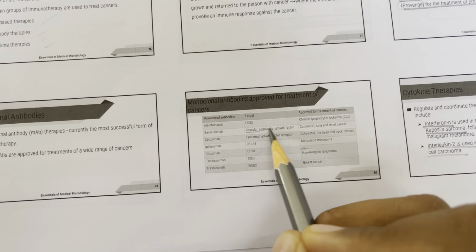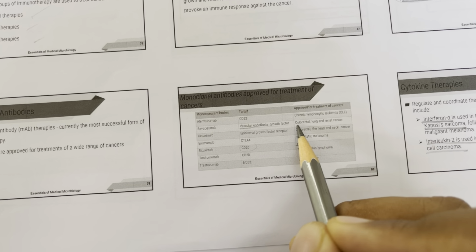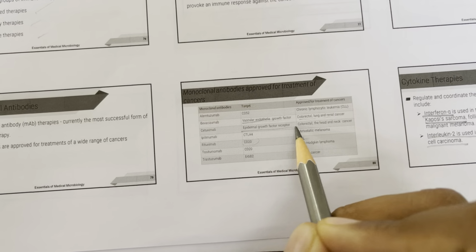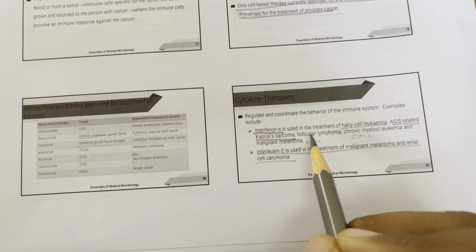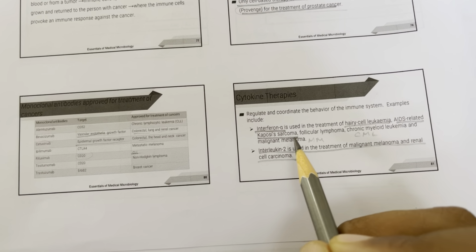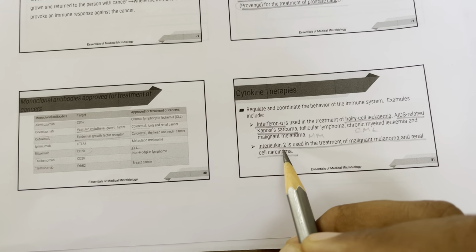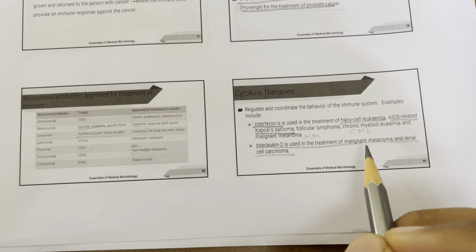And again, bevacizumab, VEGF target, used in colorectal, lung and renal cancer. For epidermal growth factor receptor, you have cetuximab, used in the same cancers. Next, cytokine therapies: use interferon alpha in the treatment of hairy cell leukemia, AIDS-related Kaposi sarcoma, etc. And also interleukin-2 in the treatment of malignant melanoma and RCC.